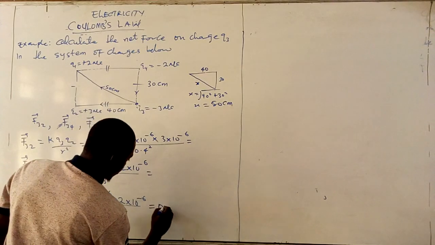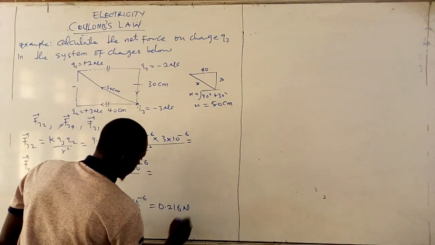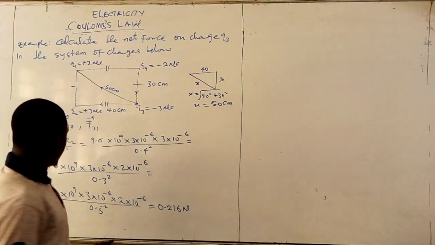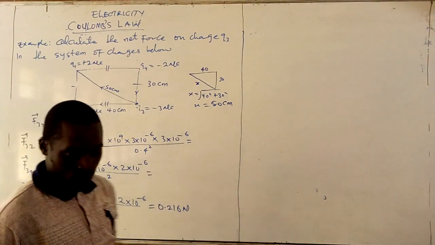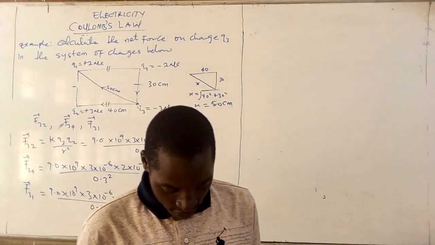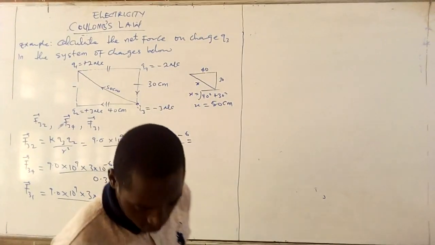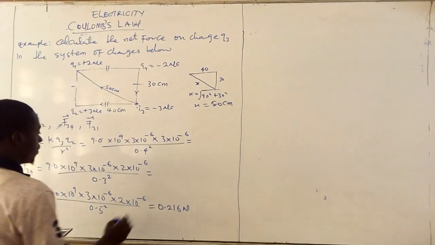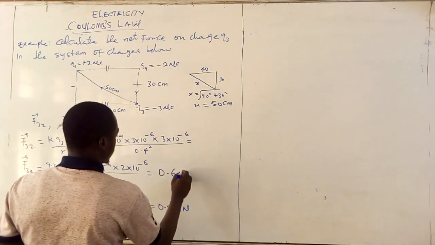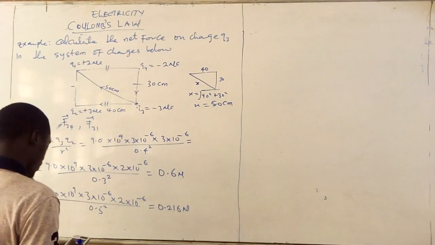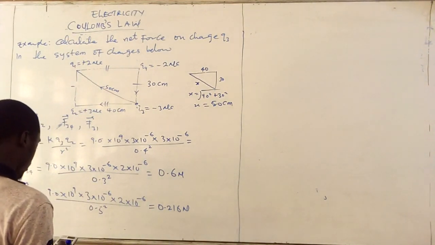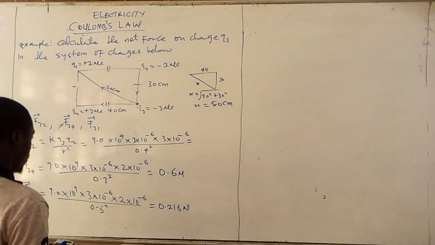If I press this on the calculator, this one is 0.216 Newton. So for F34 we are going to have .6 Newton. Then for this one we have 9 times 10 raised to power 9.